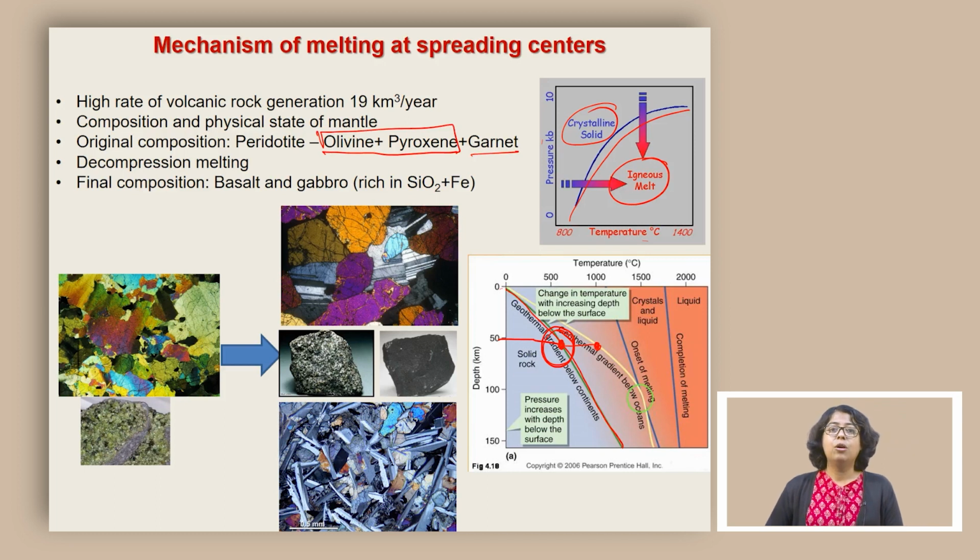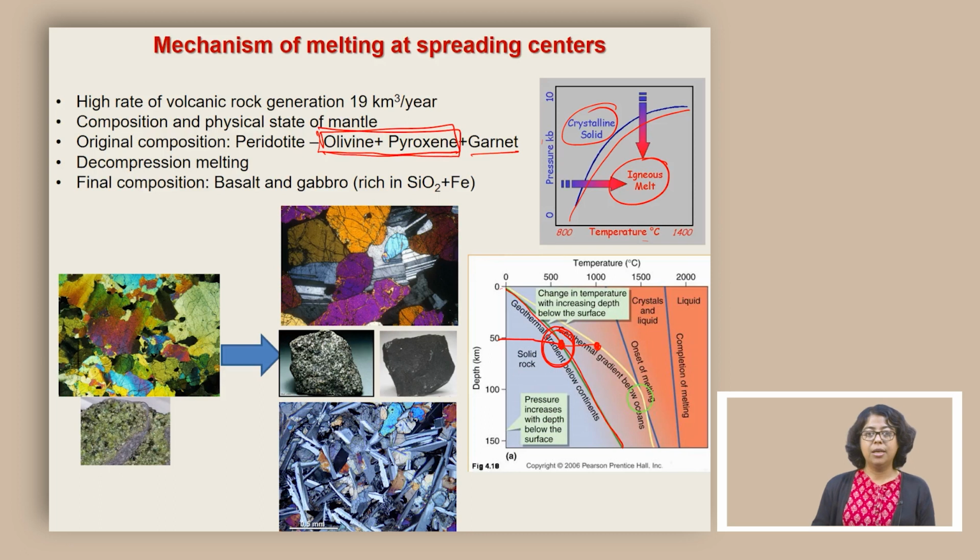These are minerals which are sitting at the very top part of the silica tetrahedra. Olivine is primarily made up of a single silica tetrahedra, which we call an independent structure, and pyroxene is a chain structure. Now, from there it starts to melt, which is called decompression melting, because you are reducing the pressure. But the final composition no longer remains this olivine-pyroxene combination producing peridotite along with a few garnets. It is actually going to make something called basalt and gabbro.